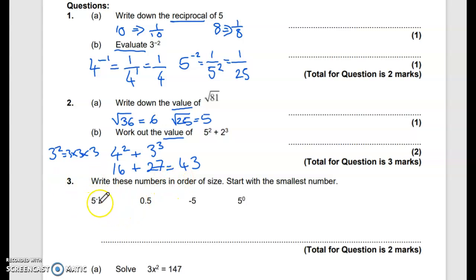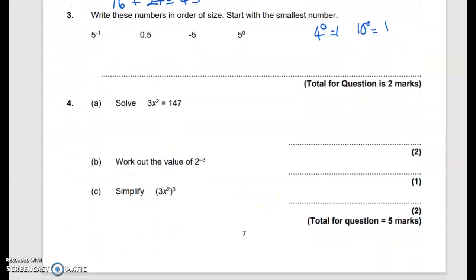Right, we already know that this is to the power of minus 1, so it's like this up here, it becomes a reciprocal. This is 0.5, this is minus 5. Right, anything to the power of 0 is 1. So if we have 4 to the power of 0, it would be 1. If we had 10 to the power of 0, it would be 1. Okay, so anything to the power of 0 is 1. So now you can have a go at ordering those numbers there.